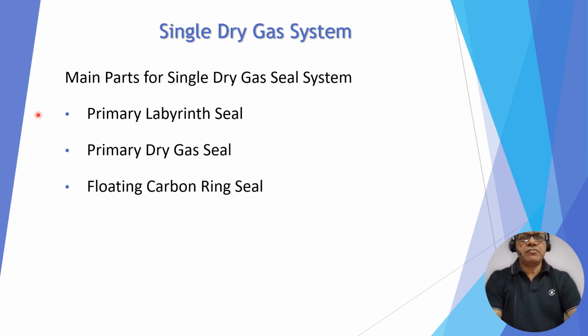A single dry gas seal system has the following main parts. One is the primary labyrinth seal. This is used for the process side. Then we have the primary dry gas seal, which is the main dry gas seal, minimizing the leakage into the flare. And this is the backup or separation seal, which is the floating carbon ring. So mainly three components: primary labyrinth, primary dry gas seal, and third is floating carbon ring seals for a single dry gas seal system.